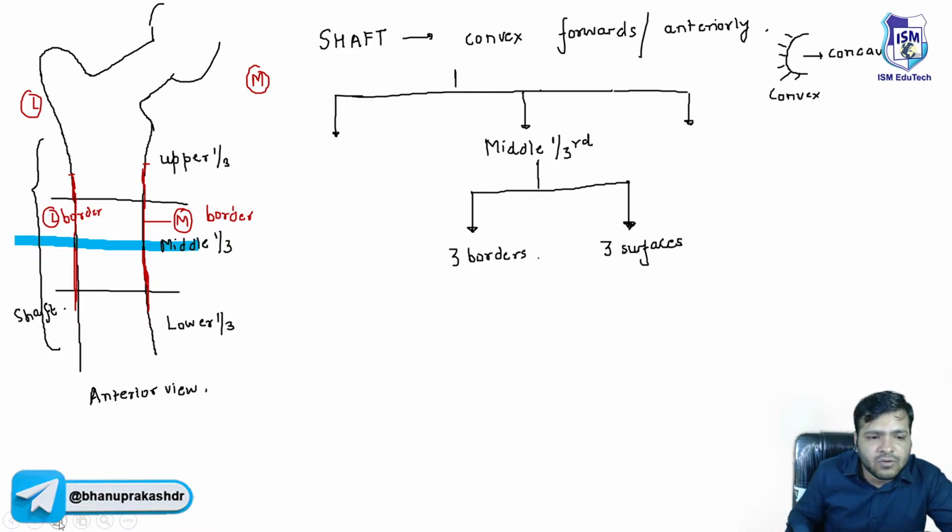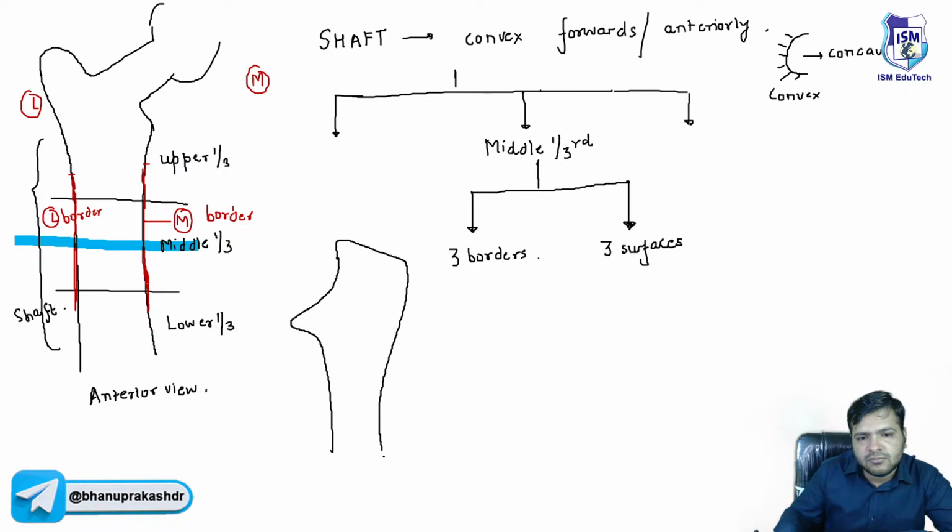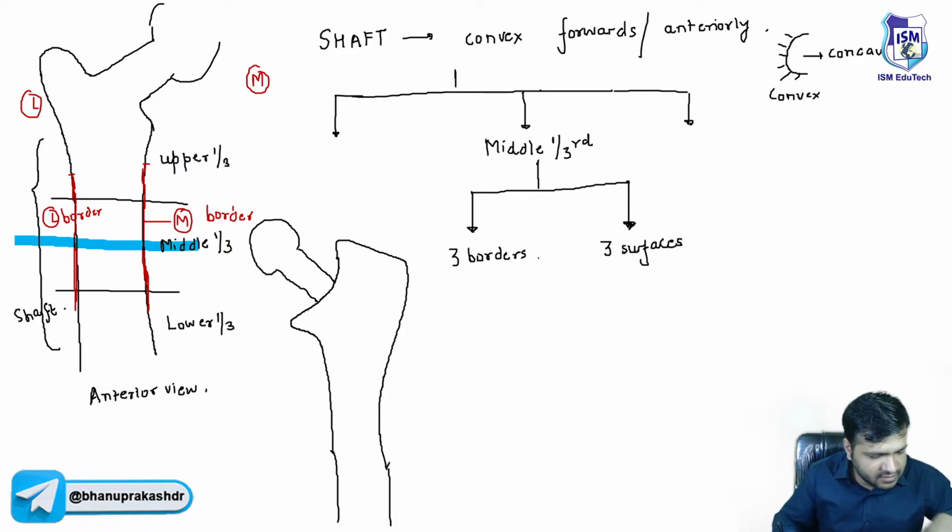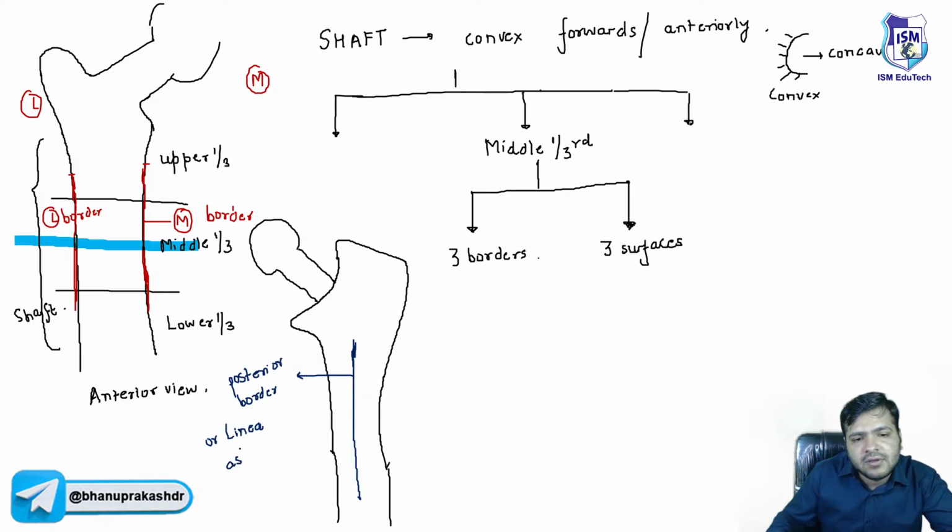And one border will be behind. Let me just draw this. Remember, this is the posterior view which I'm just trying to show you. We have one border behind also, beta, and that border is the posterior border. Yes, it is just behind. The posterior border, or we call it by a special name, linea aspera. Linea aspera.